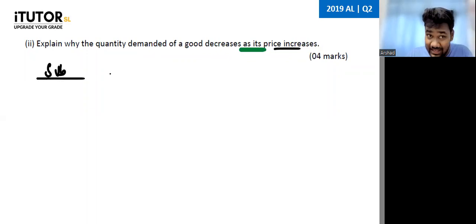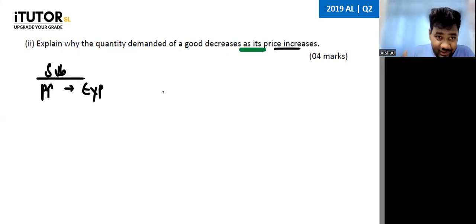Now this I did explain in the previous class. So when the price of the good increases, what happens? The good becomes relatively more expensive. Therefore, consumers who are consuming the good will now move to the cheaper substitute. As a result, the quantity demanded goes down. You need to explain that story. 2 marks. Then you need to explain the income effect.